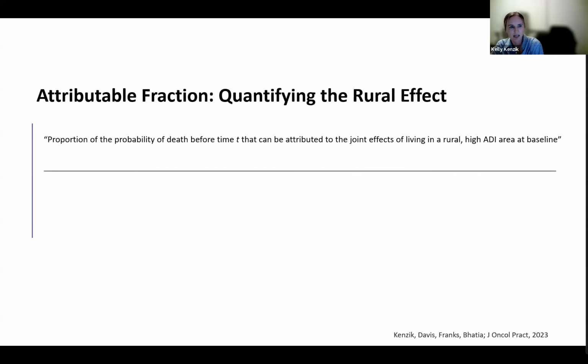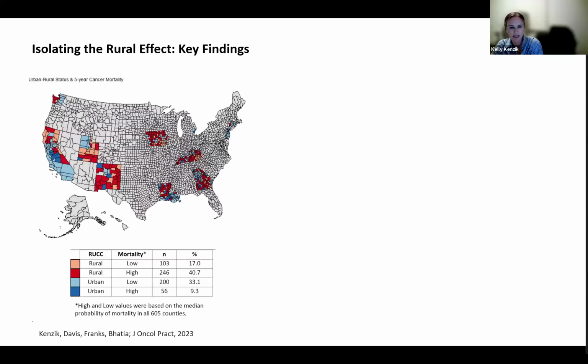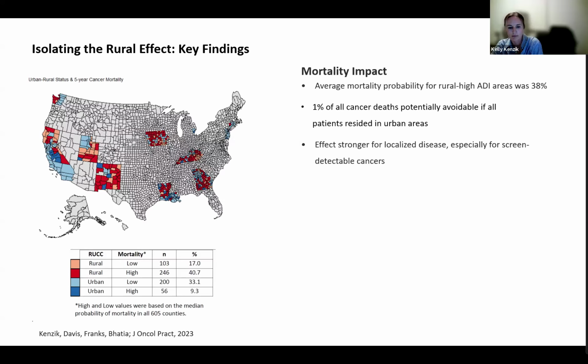So very briefly, when we think about the attributable fraction, there's two ways to interpret it. We can think of it as the proportion of probability of death before time t that can be attributed to the joint effects of living in a rural high ADI area at baseline. So this is looking at the joint effects, or we can think of it as the proportion of the probability of death before time t that would be eliminated if all patients lived in an urban low ADI area at baseline.